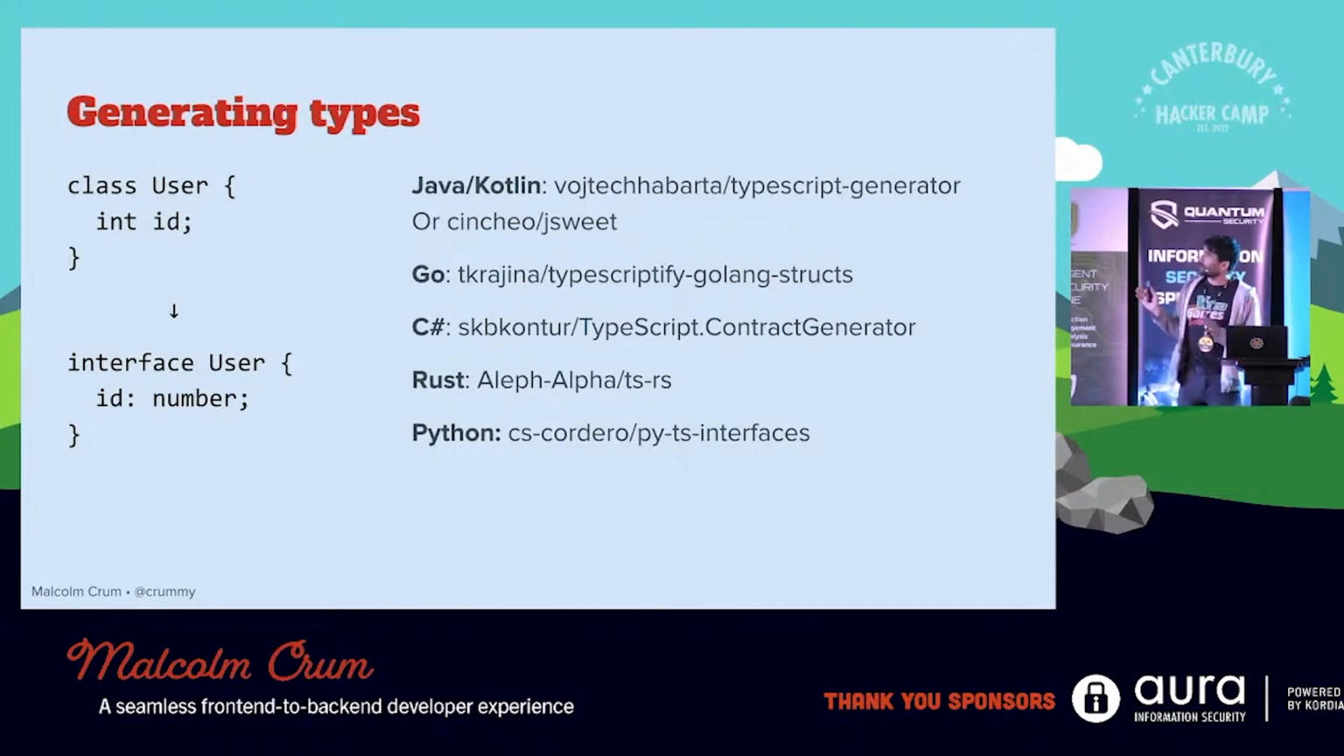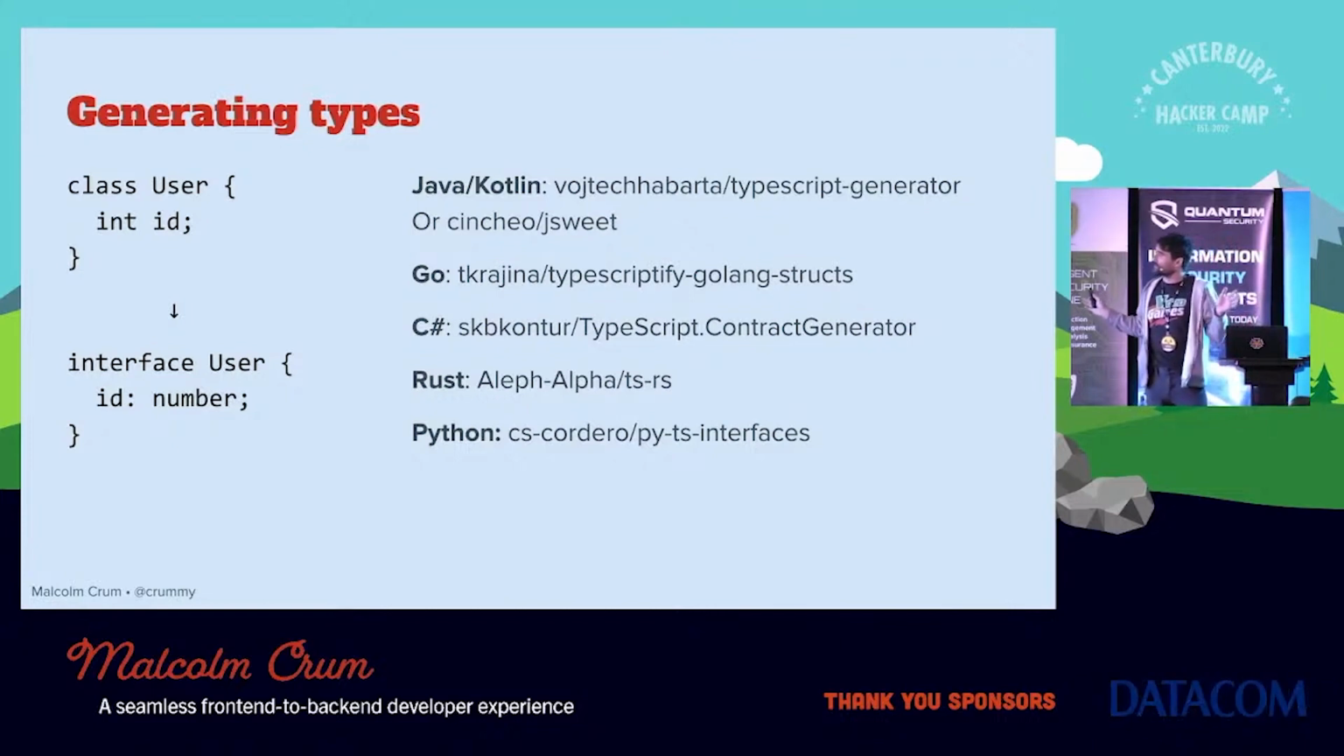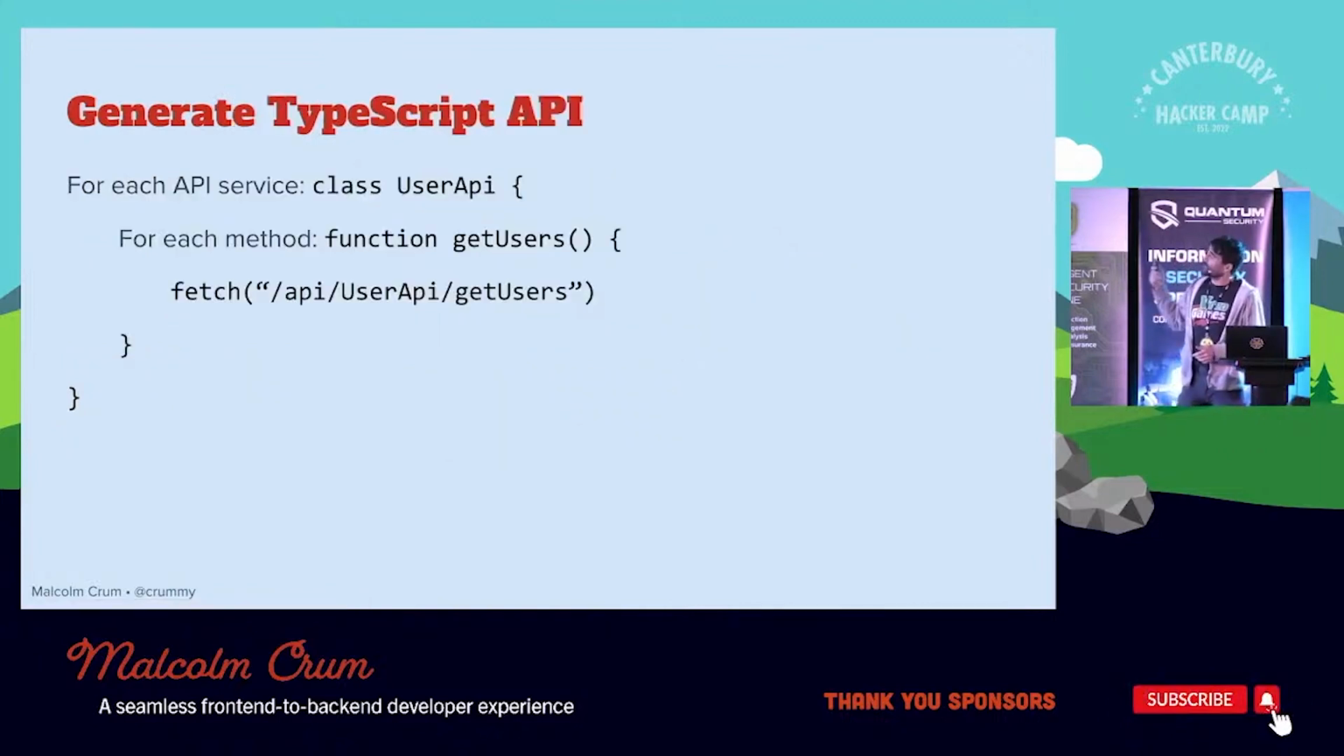Just to step back here, I'm using Java in my examples, but all of these concepts can be applied to any language. Ideally, a statically typed language. Generating the actual API itself, loosely, is iterating over every API service that we have, iterating over every method, and then generating a little bit of code to call that.